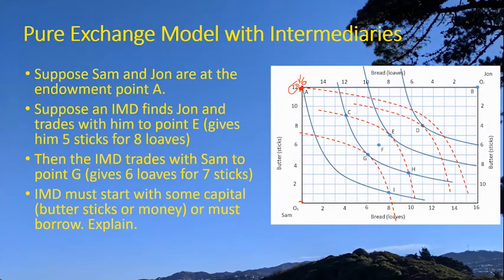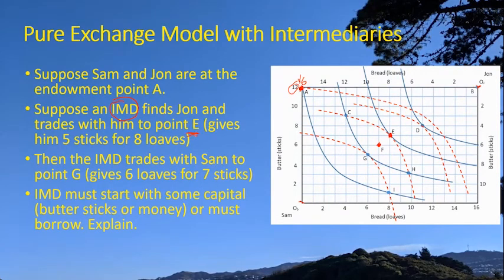Now suppose these two might, with perfect information, trade to a point like right here in the middle, F. But suppose John doesn't know where Sam is, and Sam doesn't know where John is, and they can't meet with each other to trade. But an intermediary, IMD for short, finds John first and says, tell you what, John, I'm going to trade with you. You've got 16 loaves of bread. I'm going to trade with you to point E.